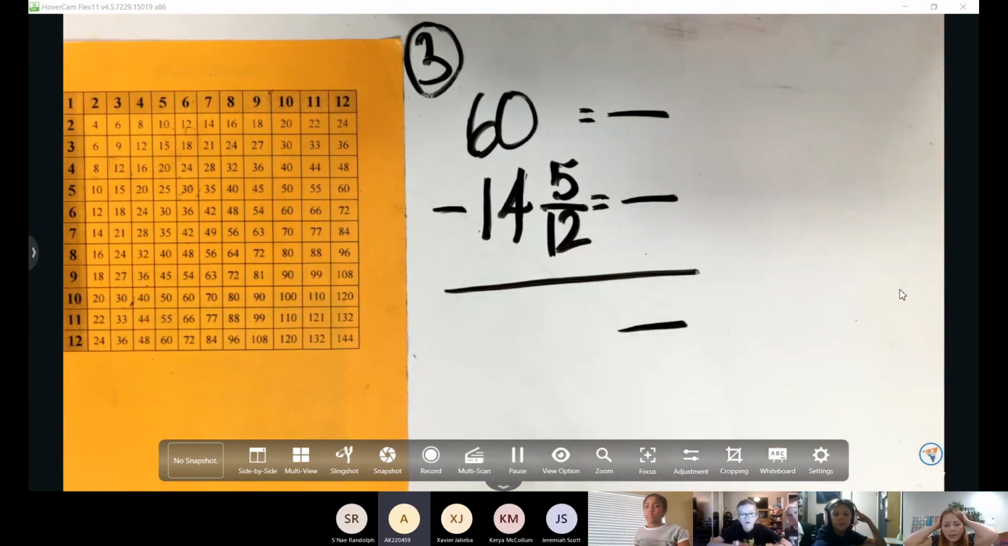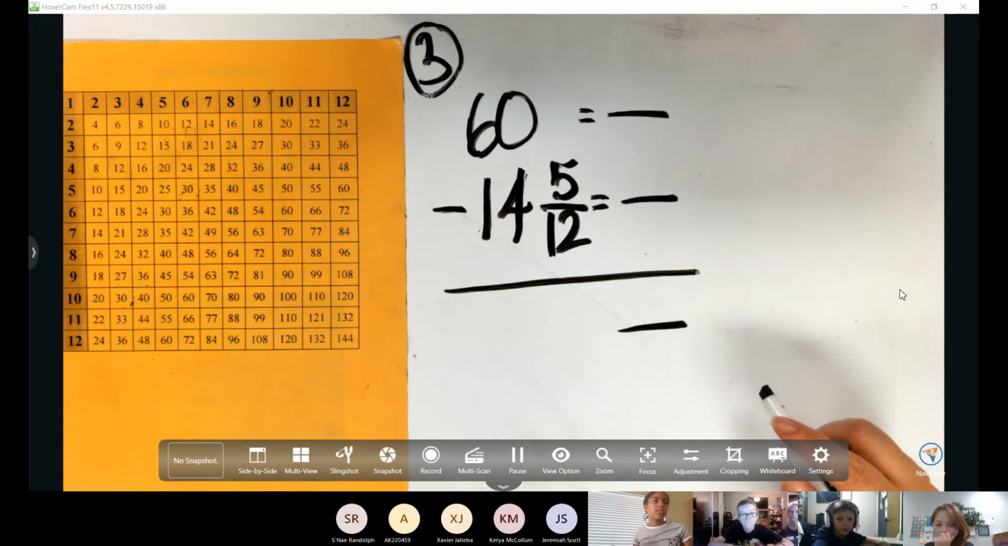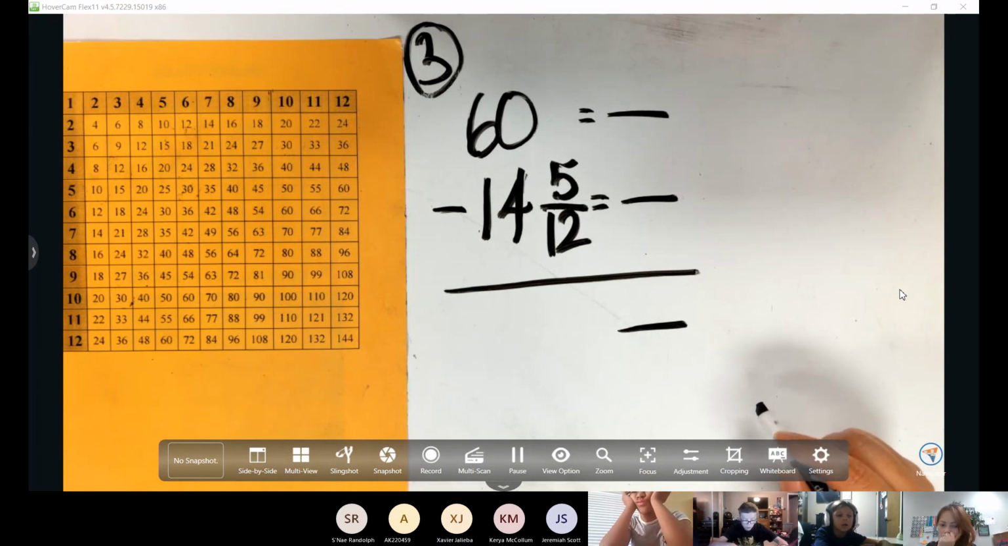Wait, so how are we going to do this? I think I know. Okay, Xavier, because I explained this in class to you already, I want to hear what Logan has to say. Okay, go ahead, Logan. What do you think we do? I might be wrong, but I'm going to try this. I think we should do 60 minus 14 first, because those are our two whole numbers. And since we have two whole numbers, we should probably do those first. No, wait.